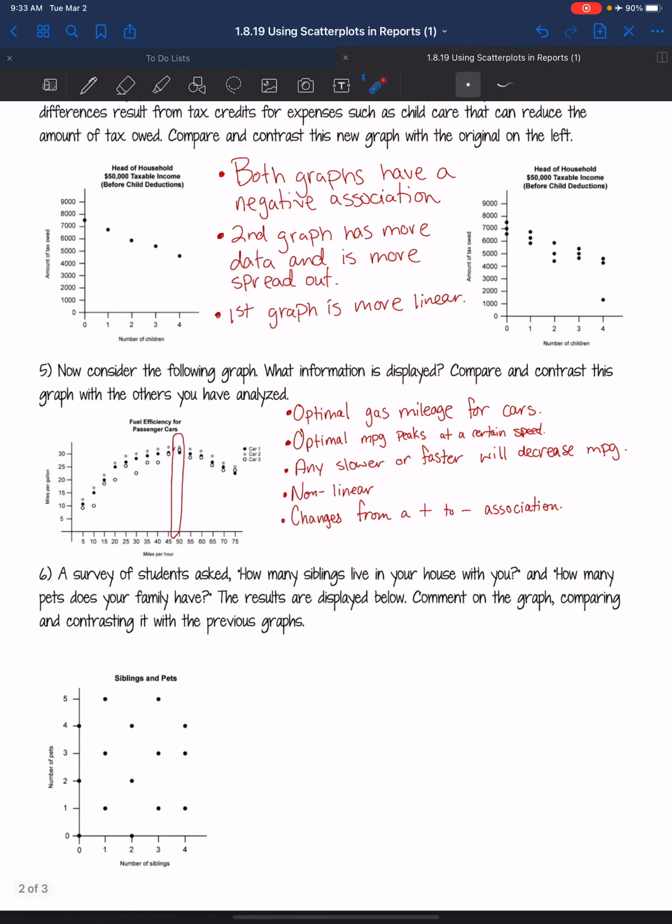As compared to something like the gas mileage, this really isn't linear, but they do follow a certain pattern. Same with the household income compared to the number of children. These are a negative trend all the way down. So we can say that it shows no pattern at all.